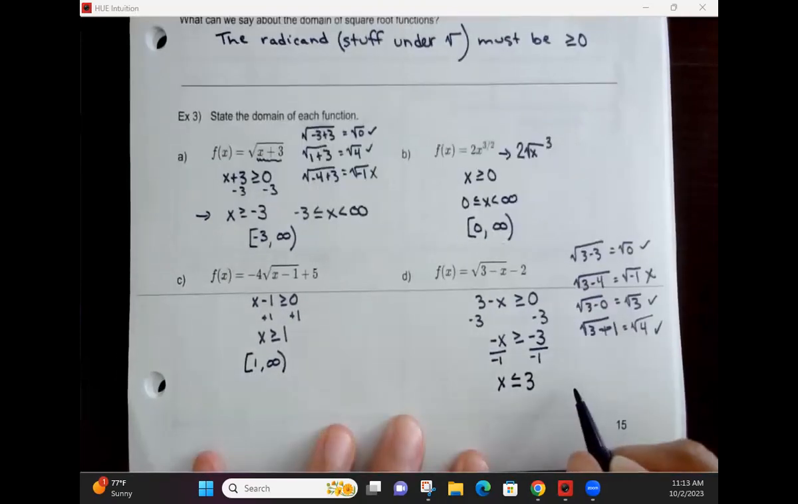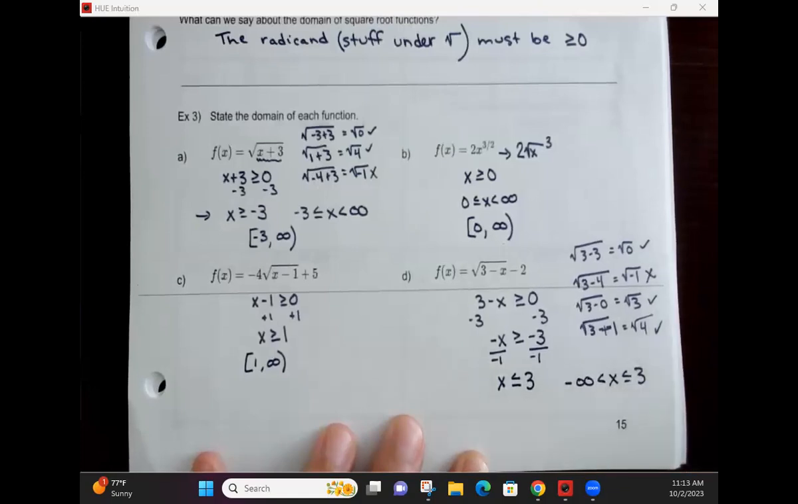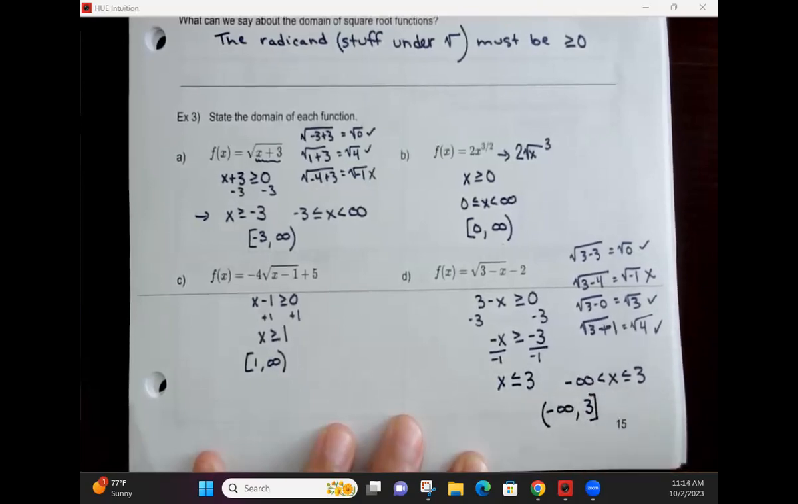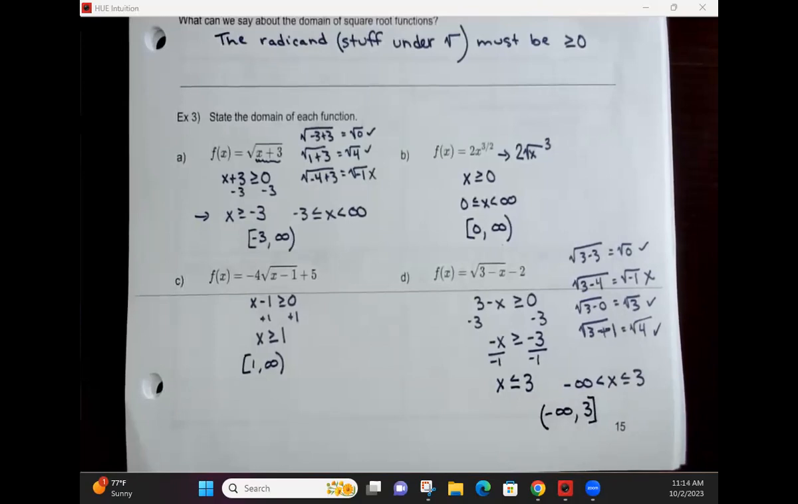If you like, again, that 3-part inequality, this would be negative infinity is less than x is less than or equal to 3. Interval notation would be negative infinity up to 3, always a parenthesis at infinity, and a bracket at 3. So for square roots, we have to look at the individual function. I don't have one big rule for all of them. The last type of function we're going to talk about today is another one where we're going to have to look at the individual function.